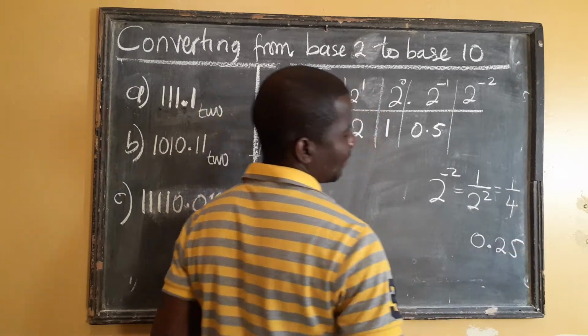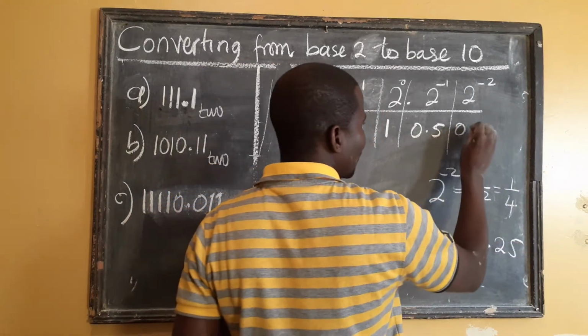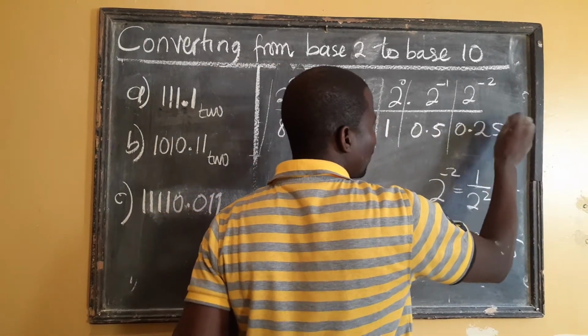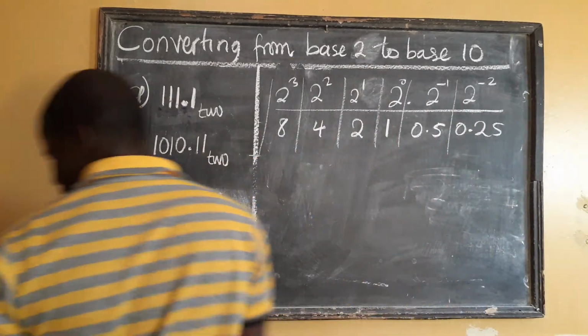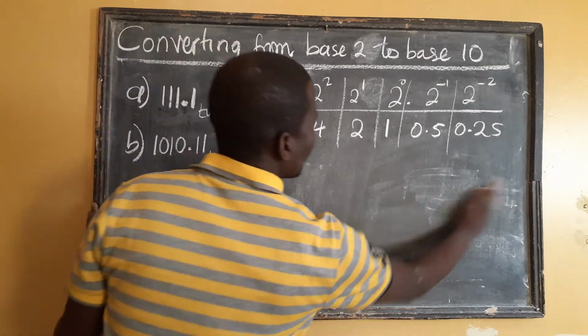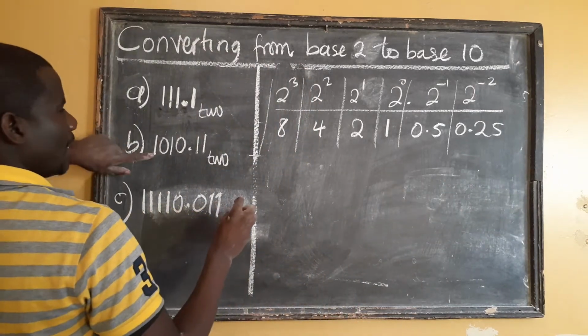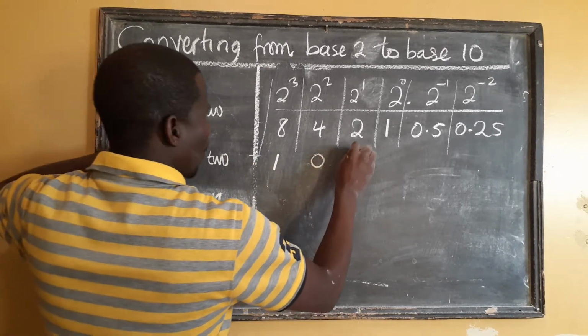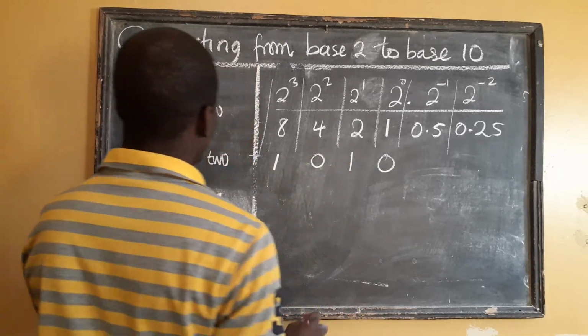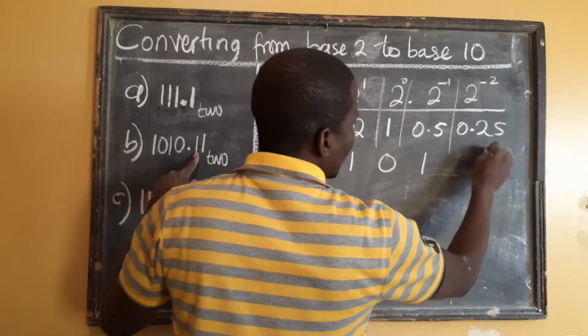0.25. That's what you're going to get. So this is giving us 0.25 here. Are you getting that? Then from this point now, we'll just get these numbers and put them here. 1 is here, 0 is here, 1 is here, 0 is here, then 1, 1.